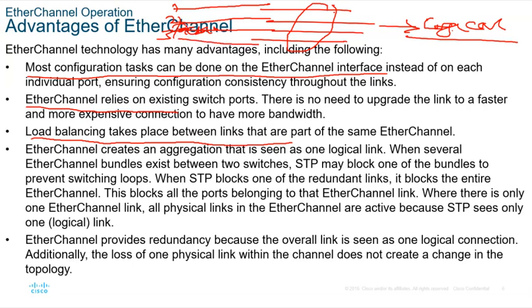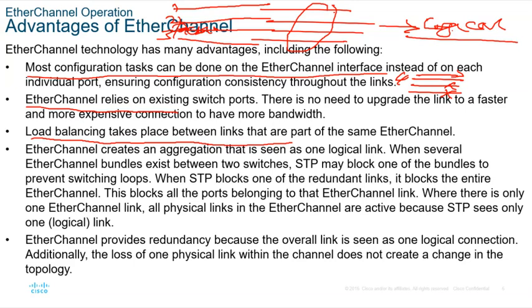That is load balancing. But if you don't have Etherchannel or link aggregation between your switches, then automatically these will be blocked, so all 4 packets go through a single link, and the other ones will be kept in reserve in case the primary goes down. So Etherchannel creates an aggregation that is seen as one logical link. All 4 physical links will be treated as a single logical link. Otherwise, STP may block one of the bundle to prevent switching loops.